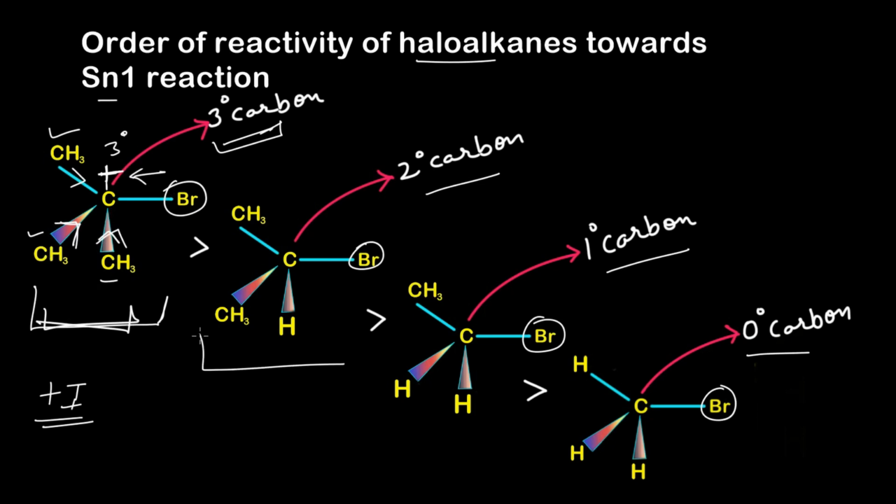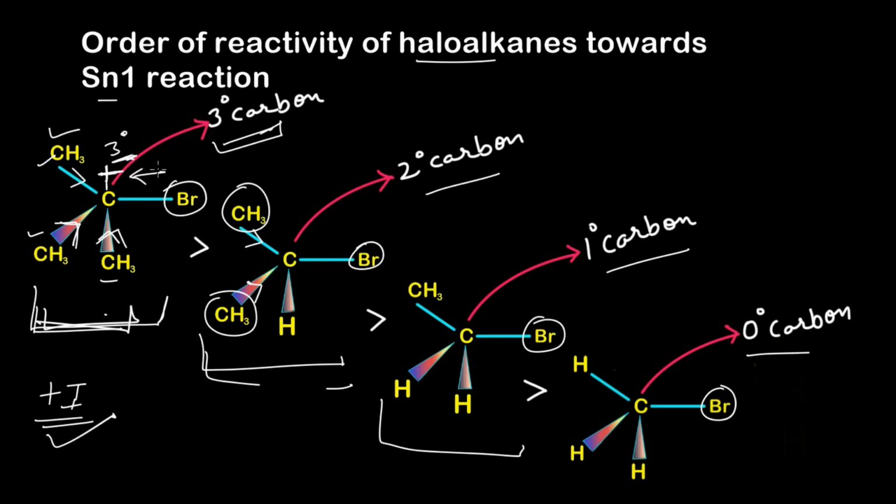Now if you look at the secondary carbon, there are only 2 alkyl groups, so they are also pushing the electrons, but the amount of negative charge pushed in the 3 degree carbocation is greater than in the secondary carbocation, which in turn is greater than in the primary carbocation, right? Since all these alkyl groups show plus I effect, the highest plus I effect is shown by the tertiary carbocation, and this carbocation is most stable, and this stability will help it to undergo SN1 reaction, right?